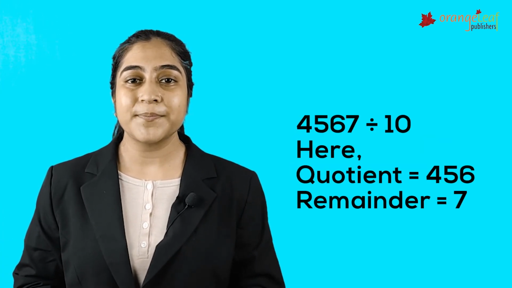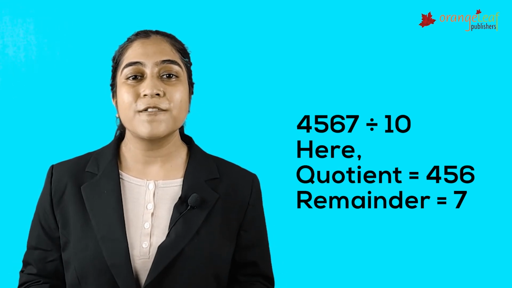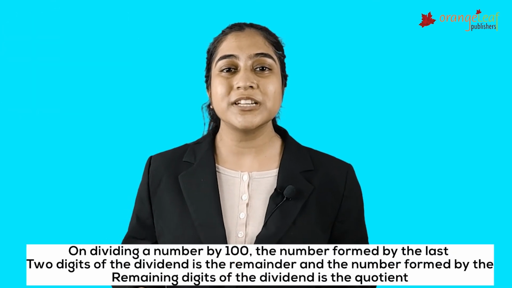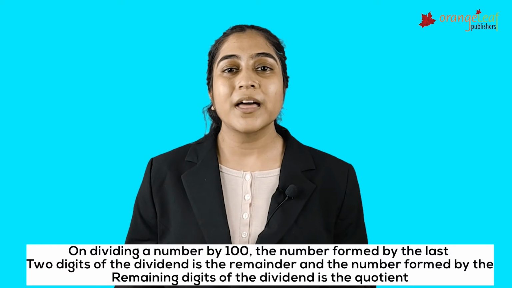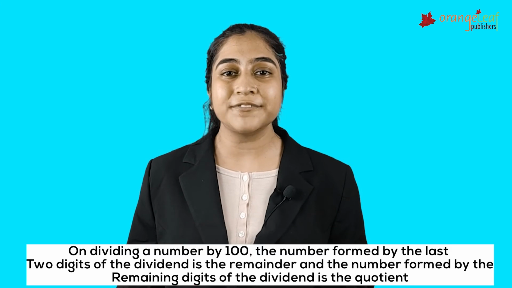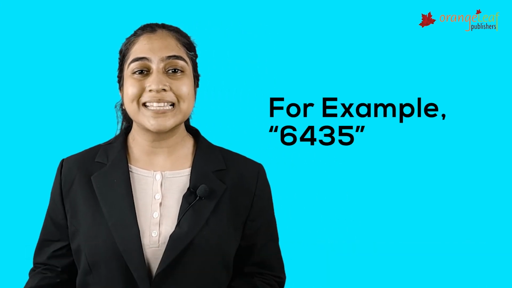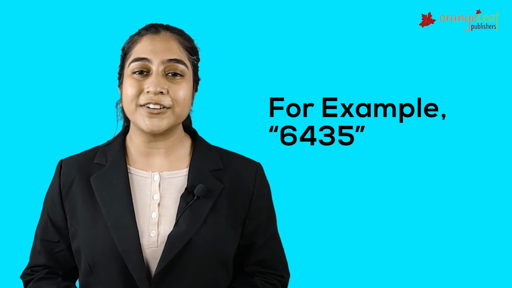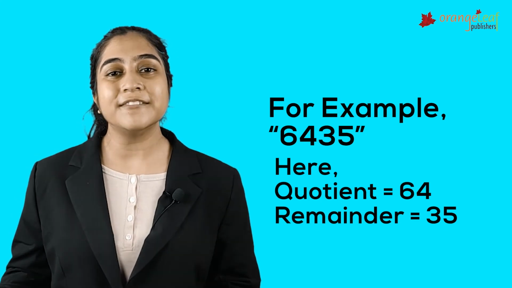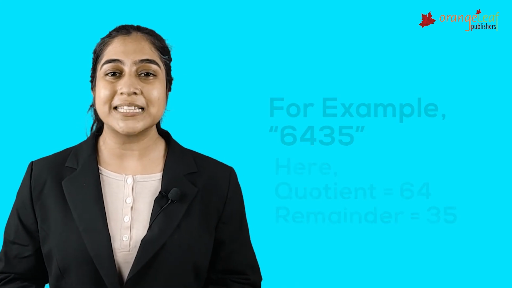Here's another example. 4,567 divided by 10. Here, 456 is the quotient and the remainder is 7. Division by 100. On dividing a number by 100, the last two digits of the dividend form the remainder, and the number formed by the remaining digits of the dividend form the quotient. For example, 6,435. In 6,435, 35 is the remainder and 64 is the quotient.